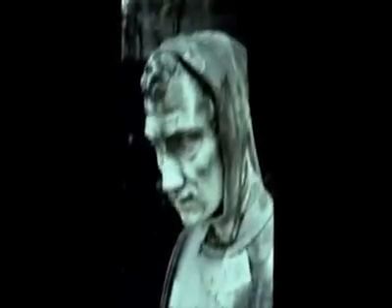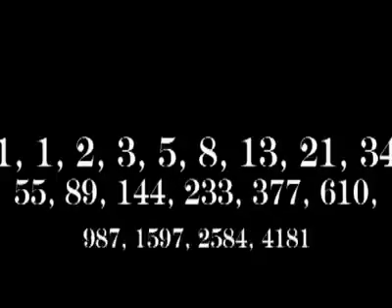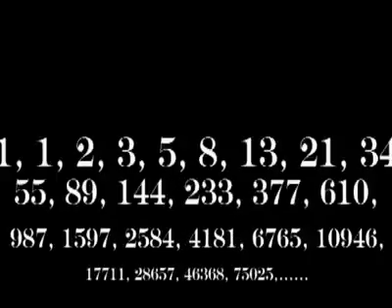Around 1200 AD, a man named Leonard Pisano, better known as Fibonacci, discovered a sequence of numbers that created a very interesting pattern. The sequence begins with the numbers 1, 1, 2, 3, 5, 8, 13, 21, 34, and continues indefinitely. Each number is obtained by adding the last two digits together.